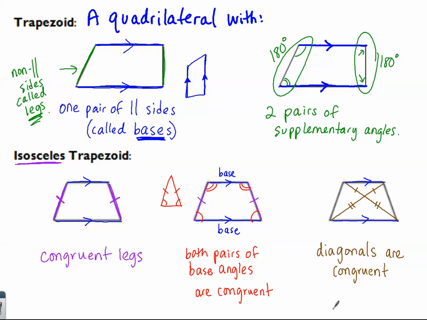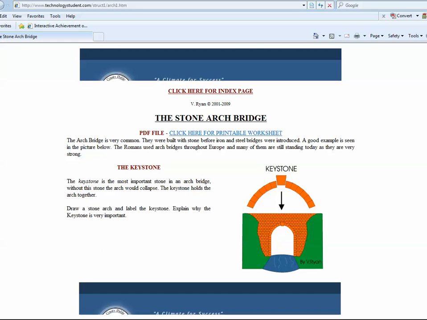Sometimes people ask, why do we have to learn about all of these special quadrilaterals? Well, these shapes are all around us in the real world. For example, the isosceles trapezoid is a key component of the stone arch bridge. The arch bridge is very common. They were built with stone before iron and steel bridges were introduced. A good example is seen below in this picture. The Romans, long time ago, used arch bridges throughout Europe, and many of them are still standing today as they are very strong.